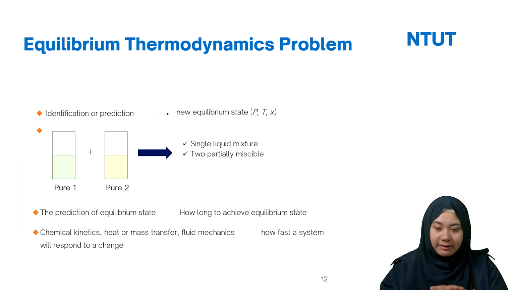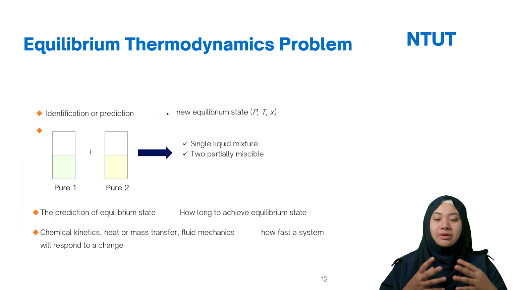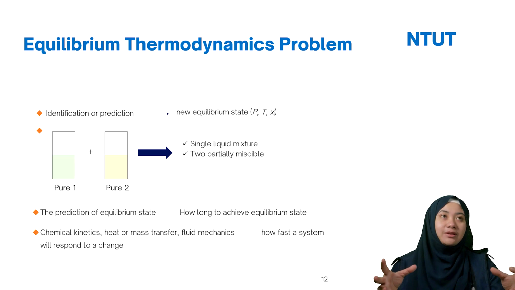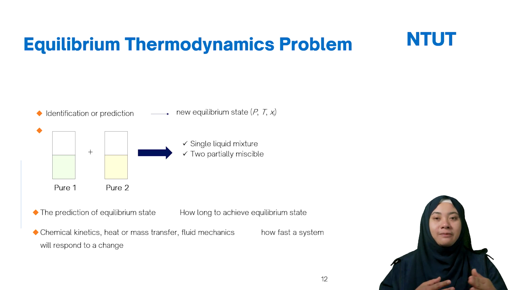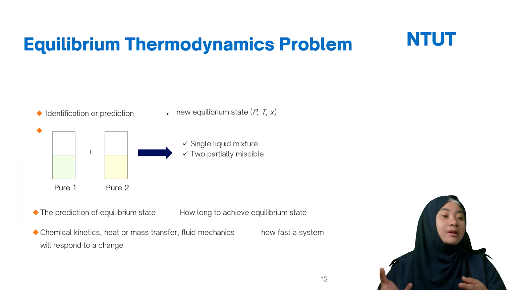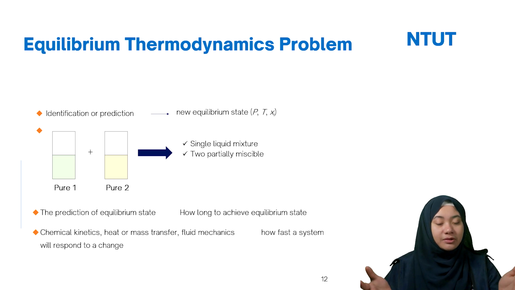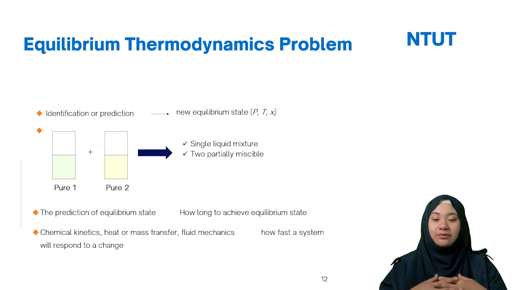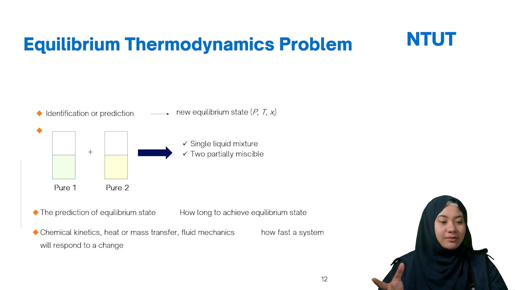And then the prediction of the equilibrium state, how long until you achieve the equilibrium state, is about time. That's why when you do an experiment for phase equilibria, you will need more time to achieve your equilibrium state. Perhaps 1 hour, perhaps 2 hours. We never know how long it takes to achieve the equilibrium state. When you say equilibrium, it means balance. And we have chemical kinetics, heat or mass transfer, fluid mechanics. How fast is your system? Maybe in 1 hour it has already reached equilibrium, or not?